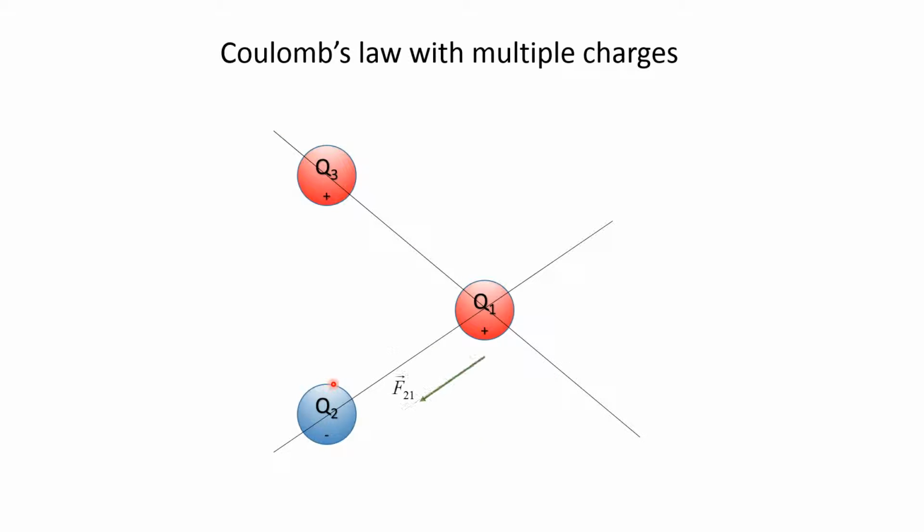For example, Q2 on 1 exerts a force in this direction. 1 on 2 also in that direction, but let's assume we are only interested in Q1 for the moment. So Q2 attracts Q1 in this direction. Q3 repels Q1 in this direction. I don't know how big I have to draw the arrows because there is no given magnitude of the charges, but it's just an example. F2 on 1 in this direction, F3 on 1 in this direction.